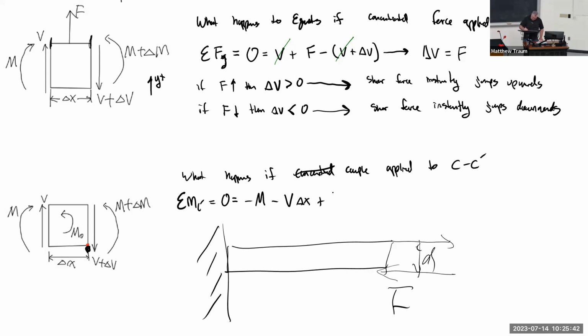Delta X plus delta M. And then here's that little added couple. I'm going to do my same little trick of getting rid of all the terms that are similar. And what I end up with is that little add-on couple is equal to V dx minus delta M. And remember that when we're solving these equations, we have to take the limit as delta X goes to 0. That's how the equation was derived.